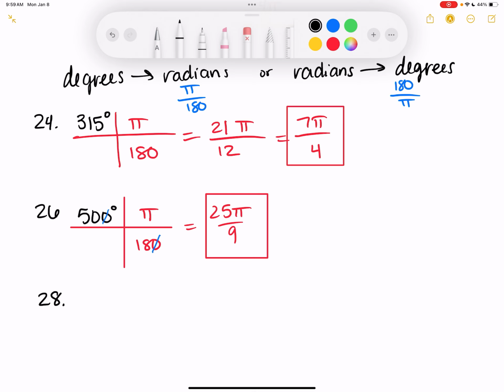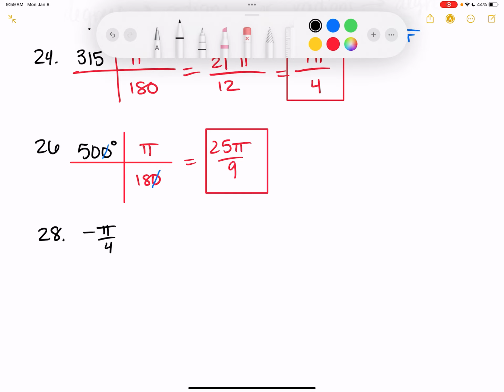Let's see, 28. All right, these ones are given to you as radians, so negative pi over 4. Now, I'm going to show you this, and you need to make sure you pay attention to this when I tell you. A lot of people tend to do this, and then they end up getting the wrong answer.